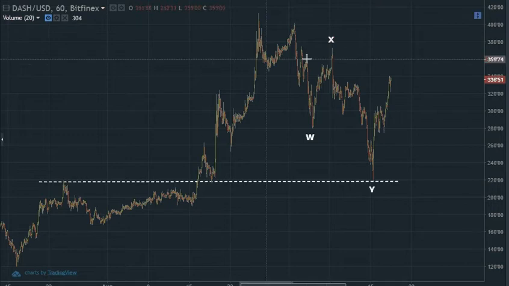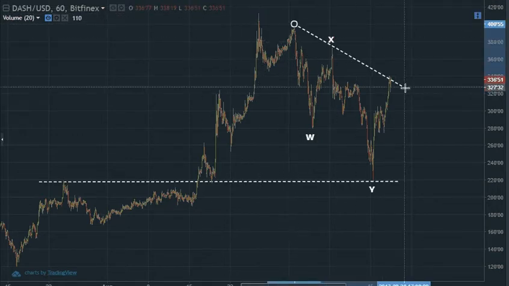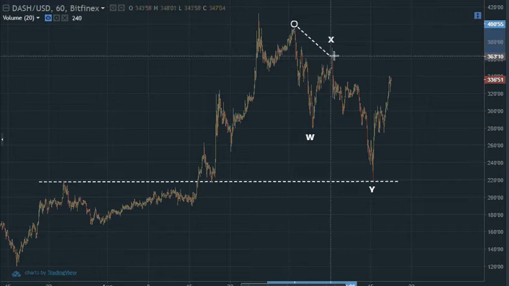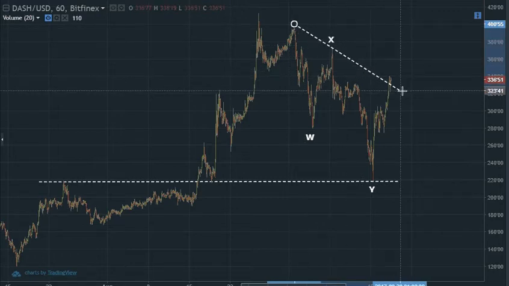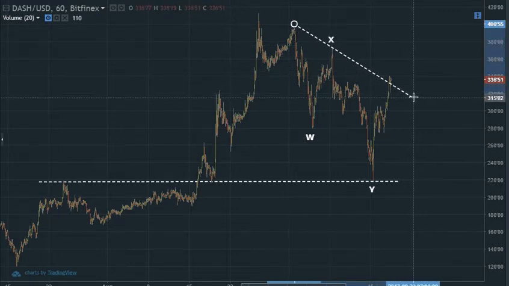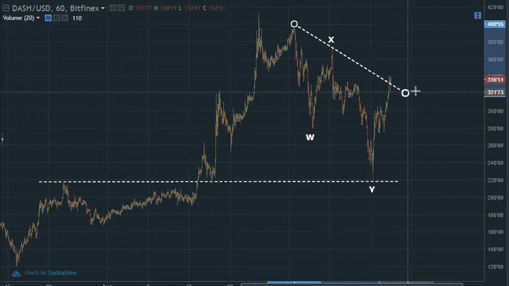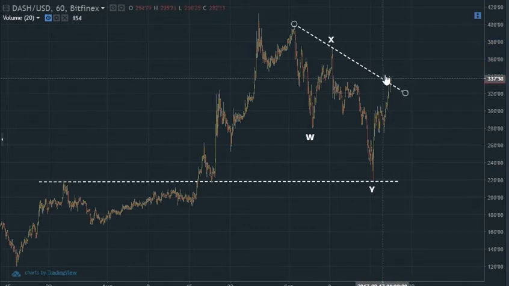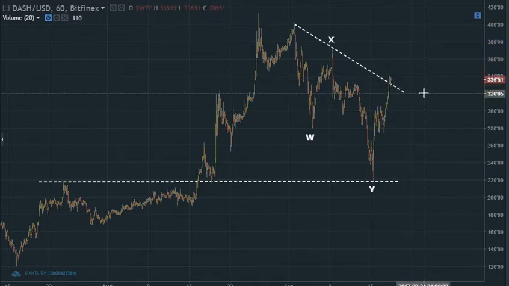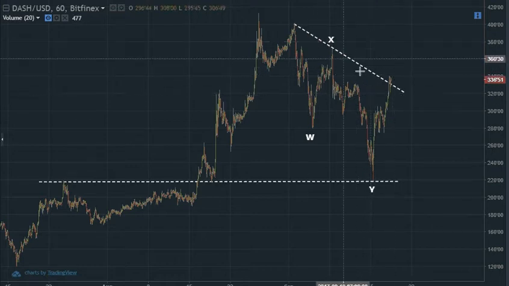Now what I want to do is draw a little more lines here. So I'm going to connect this peak with the peak of the X and just draw it straight down, and that's exciting because prices pierce that. And now this has become support.